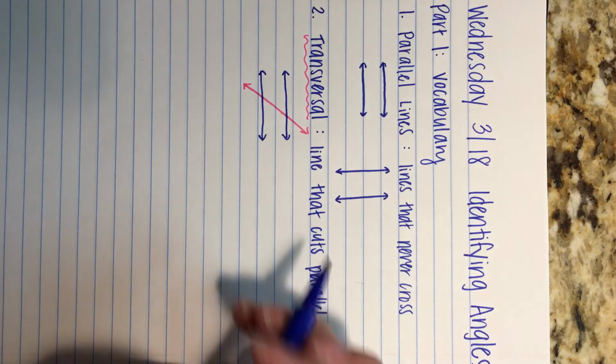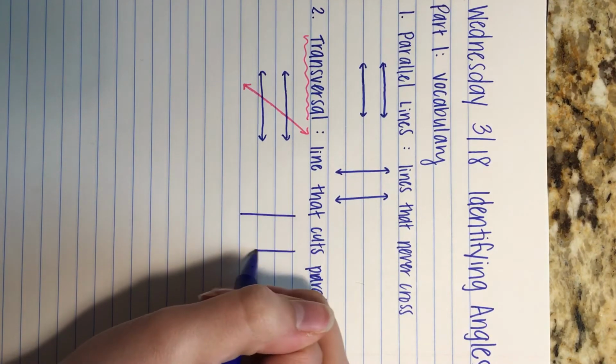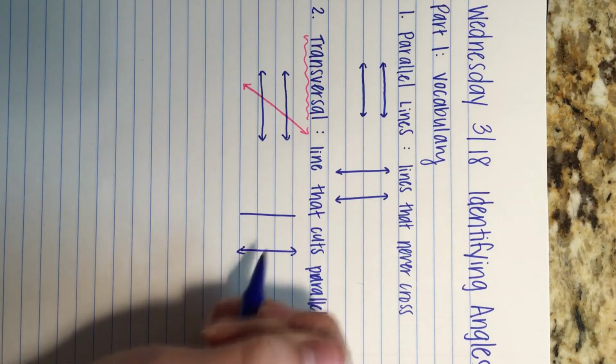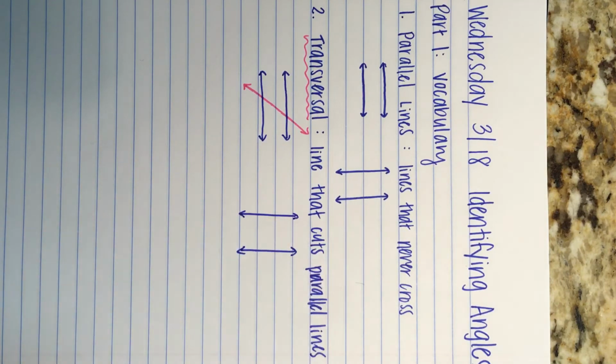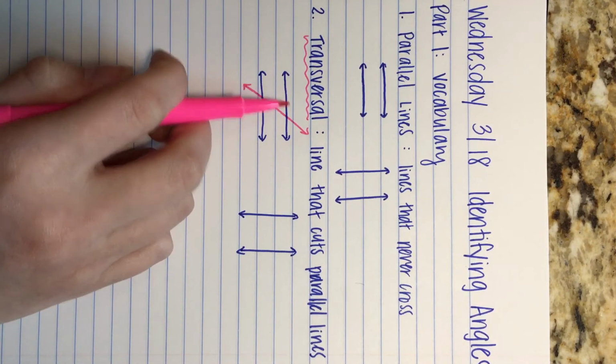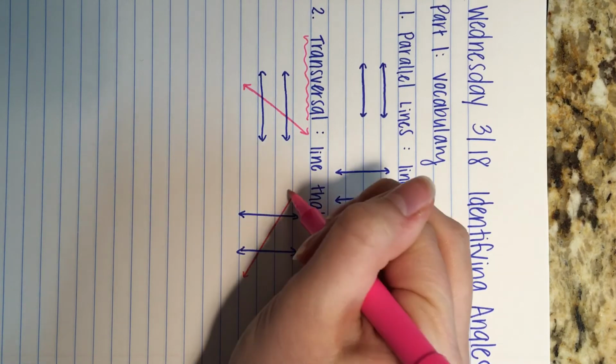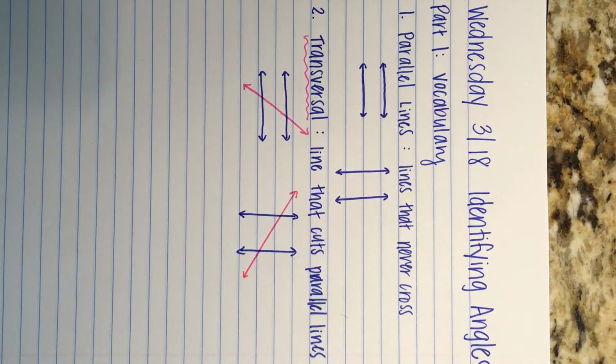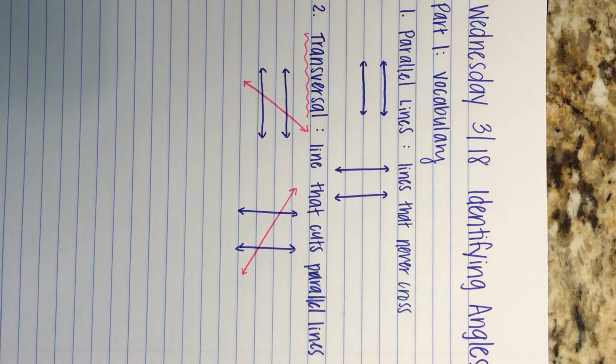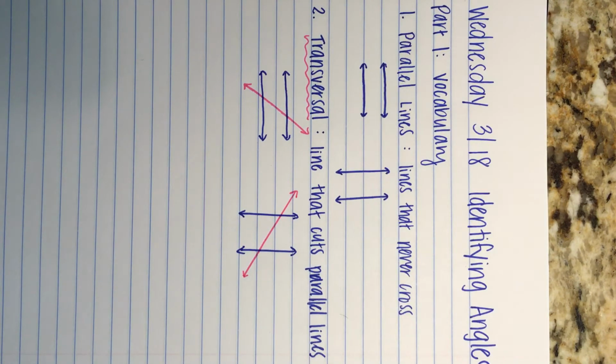So let's do another example. Maybe my set of parallel lines here is vertical. So I've got a set of parallel lines, so my transversal is going to be a line that cuts them. Boom. Just like that. So again, my pink lines here are my transversals because they're cutting those parallel lines. Okay?